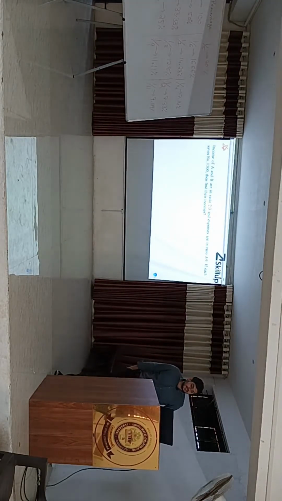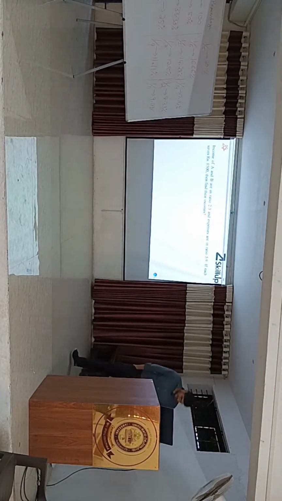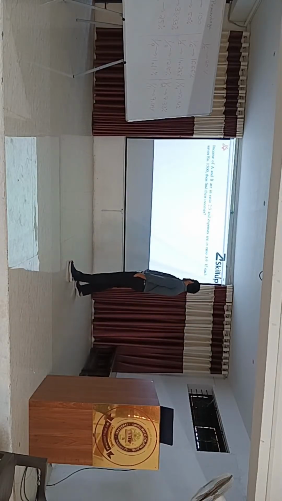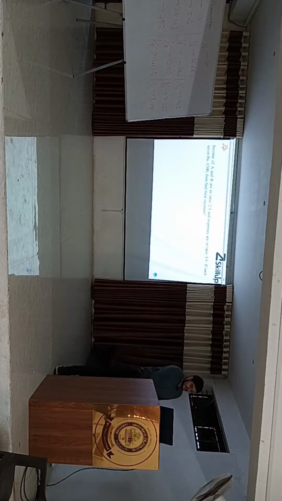Income of A and B are in the ratio 2:3 and their expenses are in the ratio 5:9. If saving is 1500, find their incomes. Now listen to me very closely. I know the income ratio. What is the ratio?